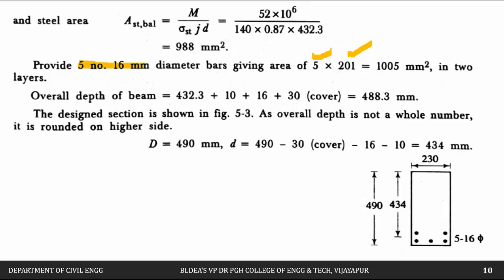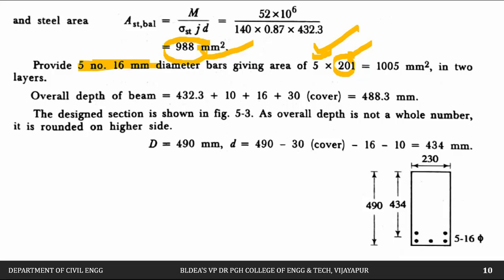If you want, you can provide 12 mm bars also. If you want, you can provide 20 mm dia bars also. Based on the area of one bar, how many bars have to be provided has to be calculated. And it has to be greater than this area of steel, so as to get a balanced section.